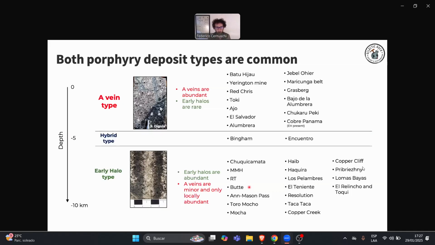And then we have some deposits that have characteristics of both, where there are some areas of the deposit where early halos are more abundant than A veins and vice versa. Bingham and Encuentro being that, and I think this class is going to get a bit bigger with time.